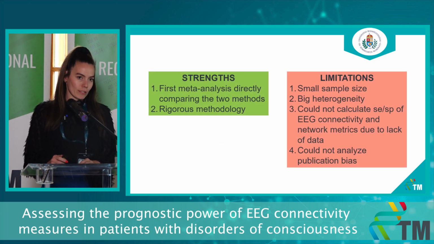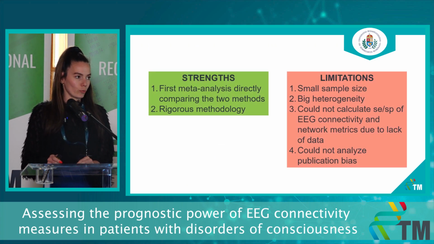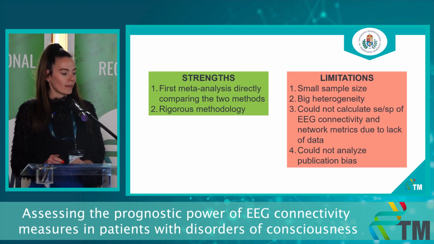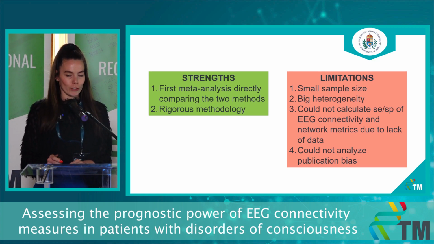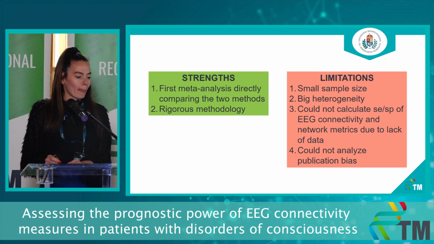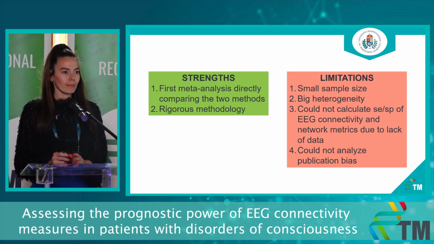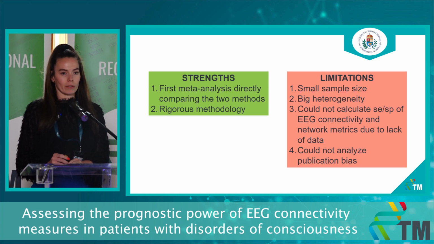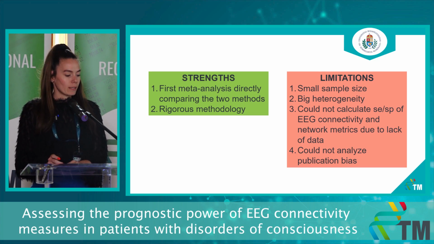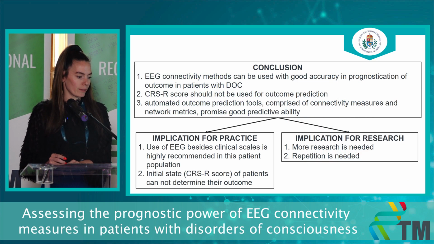This meta-analysis is the first that directly compares the two methods, EEG and CRS-R score. We used a pretty rigorous methodology. We haven't missed any articles, we hope. There are some obvious limitations. The sample size is pretty small, and so there is big heterogeneity. And we didn't have enough data to calculate the sensitivity and specificity results of the connectivity measures, which would be easier to transfer into clinical practice. And since we didn't have so many articles, we couldn't analyze the publication bias either.